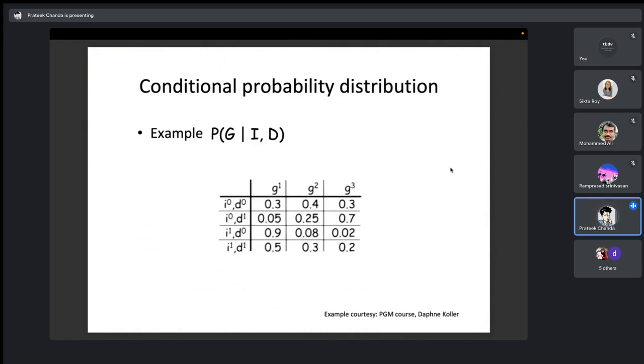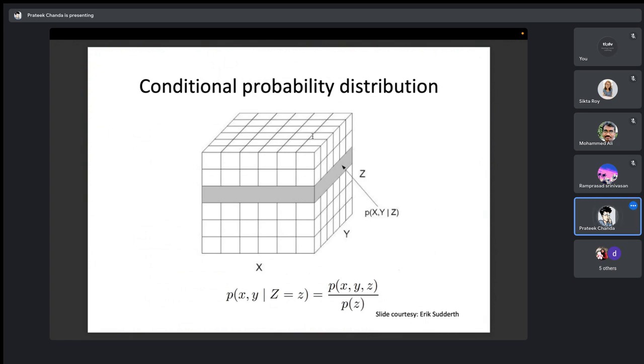Another example can be P of G given I, D, where I fix I and D to different values: I0, D0, I0, D1, and so on. And I check for each of G1, G2, and G3 what the values are. You fix I equal to I0, D equal to D0, and I equal to I0, D equal to D1, and you check all possible values, four combinations, 2 to the power 2, and you check what the value of G is here. So obviously this is just a basic recap which I'm doing here.